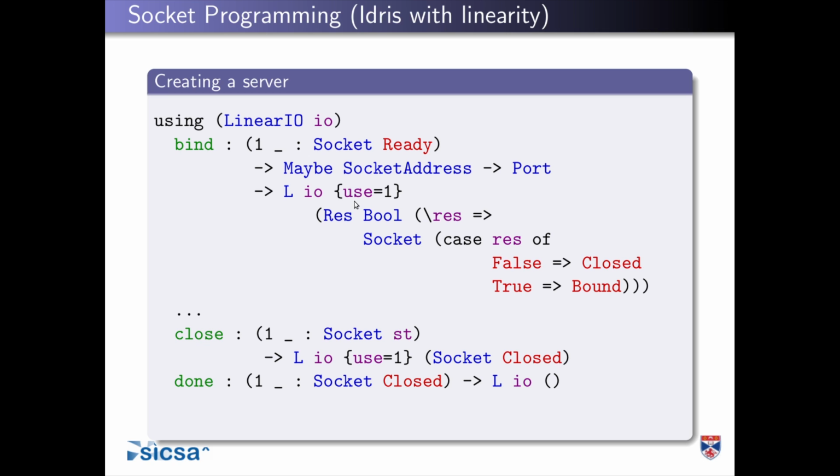The implicit argument use says how many times we expect the return value of this operation to be used. So binding a socket to a port takes a linear socket that's ready to be bound, a couple more parameters, an address and the port to bind it to, and it will be an operation in the linear I/O setting that returns whether we succeeded, and a socket where the type of the socket depends on whether we succeeded or not. This socket that comes out is something that's going to be used exactly once.